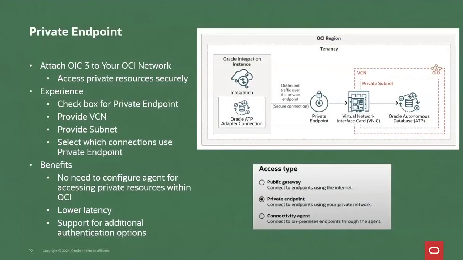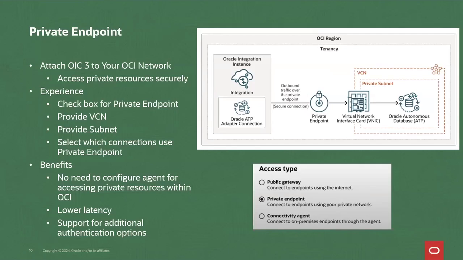So we also have a private endpoint feature. What is a private endpoint basically? Oracle Integration private endpoint is like any other private endpoint which uses a private IP address from your network. So it uses an IP of the VCN where it is being created.